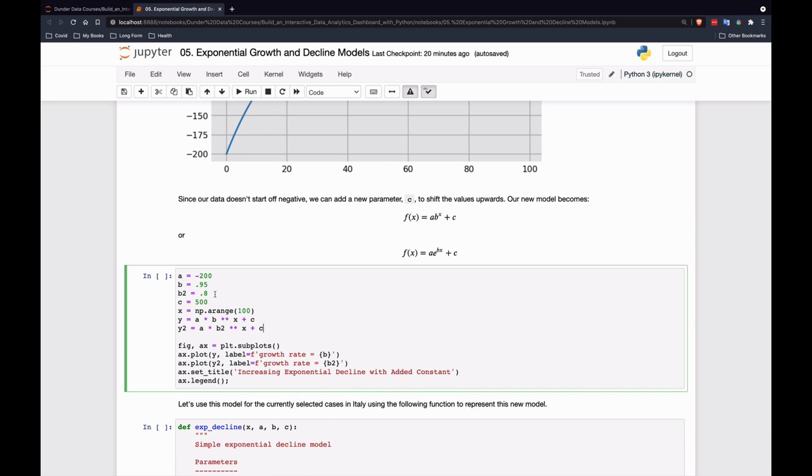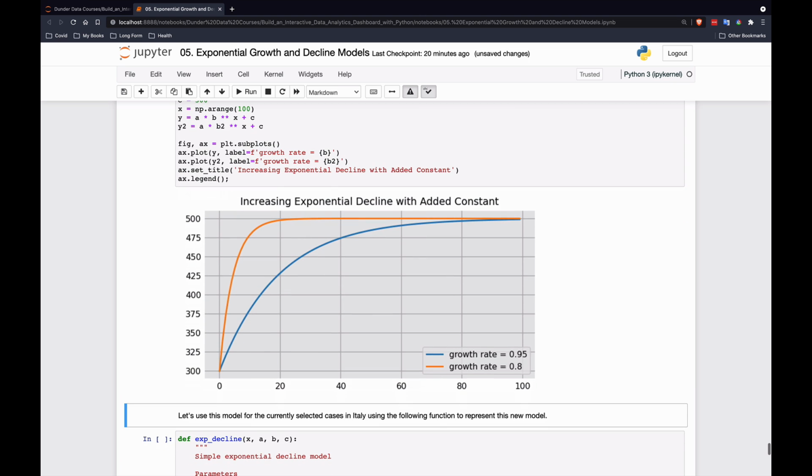So here we go. We're just going to pick some numbers over here. We're actually going to pick two different growths, both less than 1, to show exponential decline. This will be increasing exponential decline because a is negative, but the values will be positive because now we're adding this c parameter over here. And you can see that we get that shape and the values are indeed above 0.